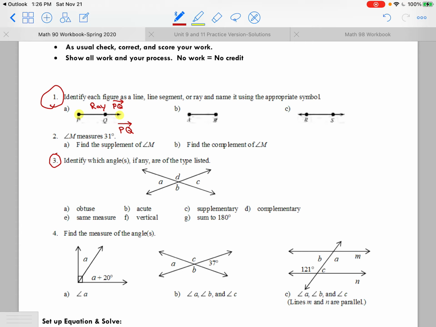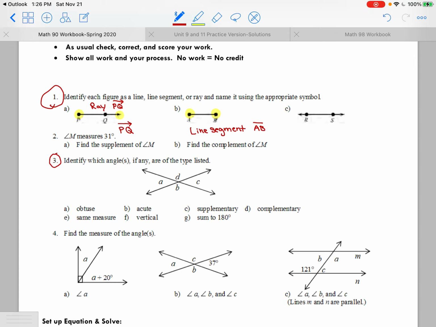Okay, and B, looks like we have points at both ends. You notice that the line does not extend past those points. So of course this is going to be a line segment, right? This is a line segment. And we would notate that as AB with just a straight line above it. You could say line segment BA if you want to. There's really no starting point. It's just that they end at each one of those points.